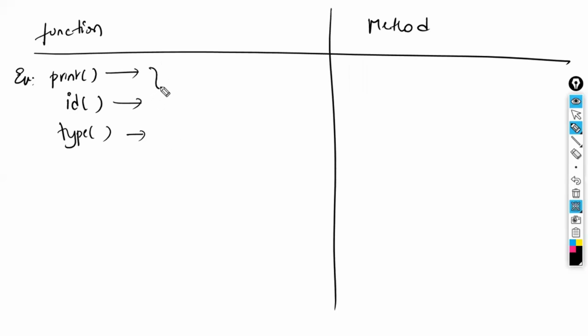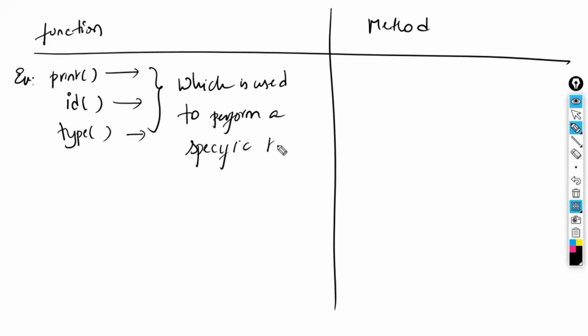What is the meaning of a function? A function is used to perform a specific task. The id function was created to perform the task of giving the address of the object. type is the function created to do the task of giving the data type. So each function is created to perform a specific task.